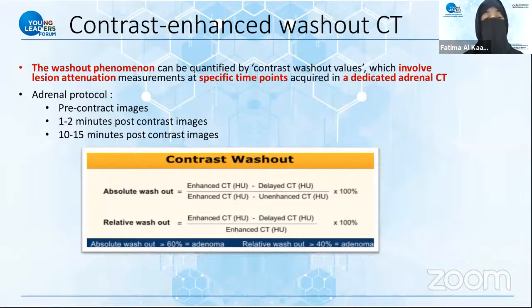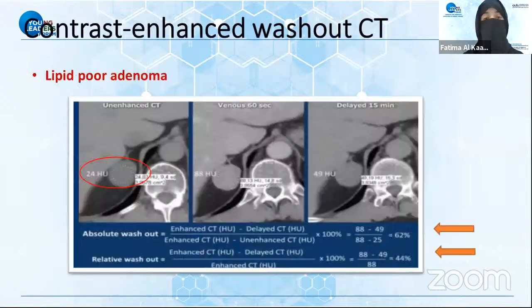And when absolute washout is above or equal to 60% and the relative washout is above or equal to 40%, it goes with adenoma. Here, an example of a lipid poor adenoma with a Hounsfield unit in enhanced CT of 24 and a dedicated contrast washout. The absolute washout and relative washout go with the adenoma.